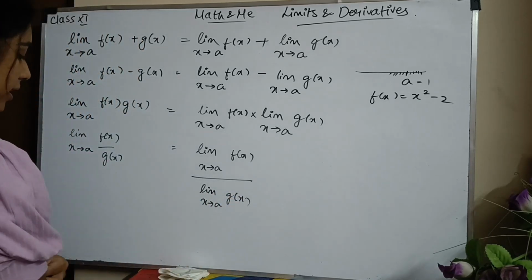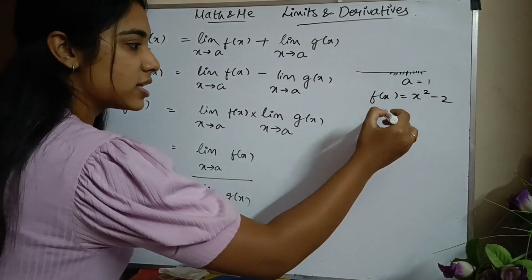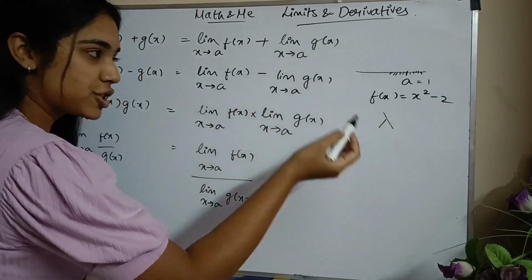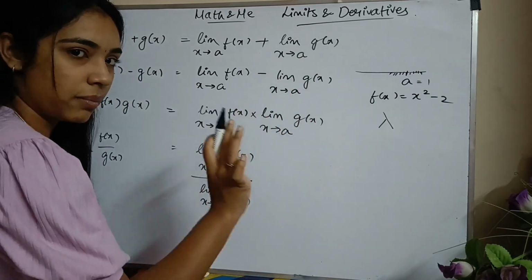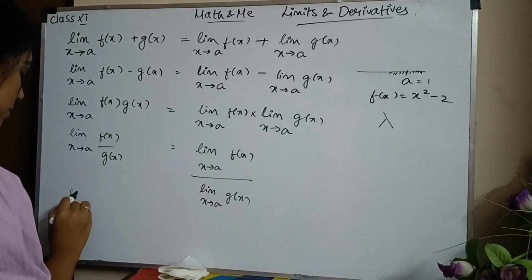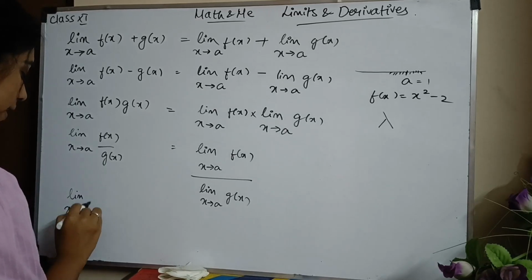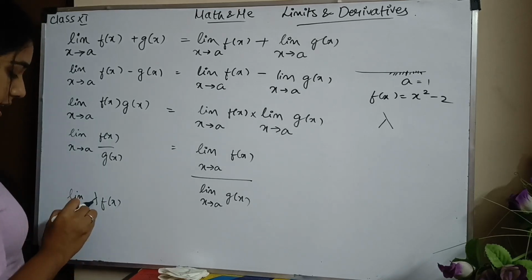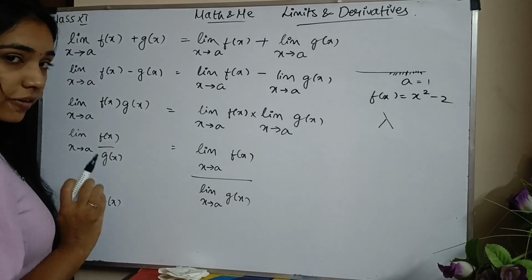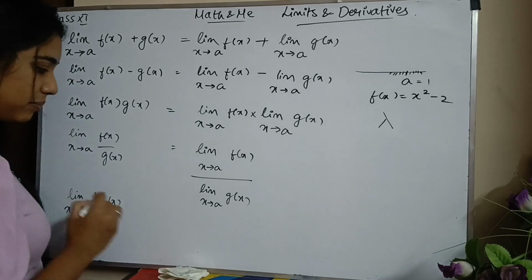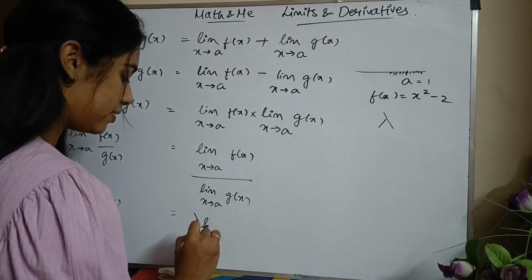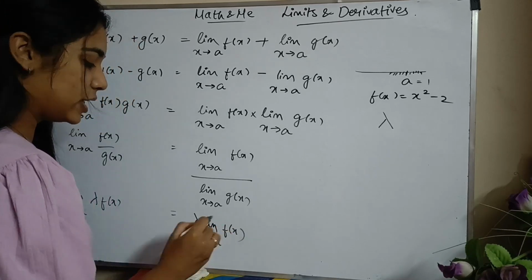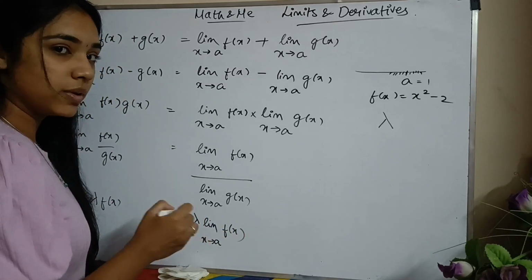There's one more thing, which is a constant lambda. Lambda can take any value. It can be a fraction, an integer, a real number. So you have limit x tends to a of lambda times f of x. This lambda is not dependent on x. It is not a function of x, correct? So this lambda can be taken out of the limit. You can have lambda times limit x tends to a of f of x. Basically you can find the limit and then multiply it with the constant.